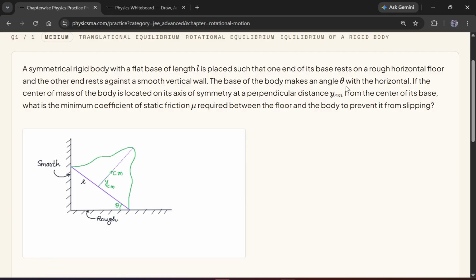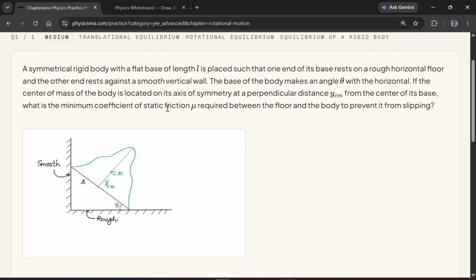The base of the body makes an angle theta with the horizontal. The center of mass of the body is located on its axis of symmetry. Here this is a symmetrical body, you can see, and this is the axis of symmetry, and the center of mass is lying here, at a perpendicular distance ycm from the center of its base. This is the base of length L, and from the center of this base, the perpendicular distance is ycm.